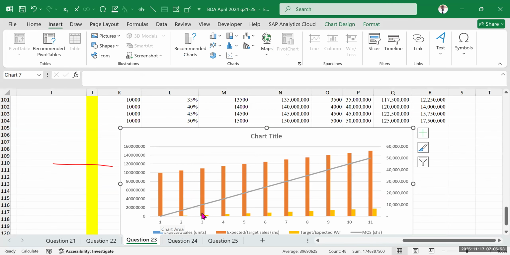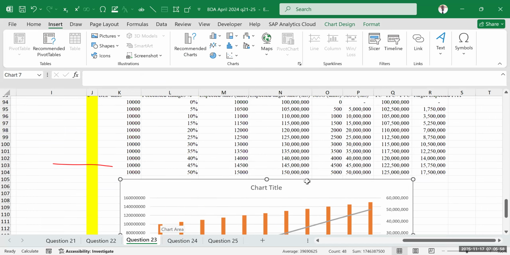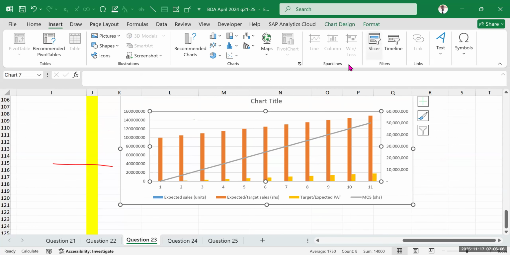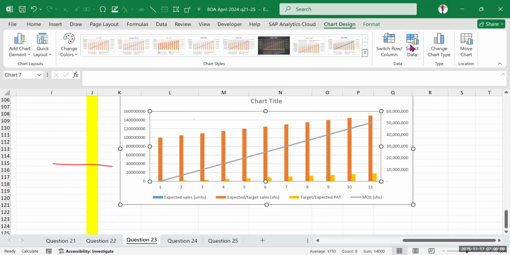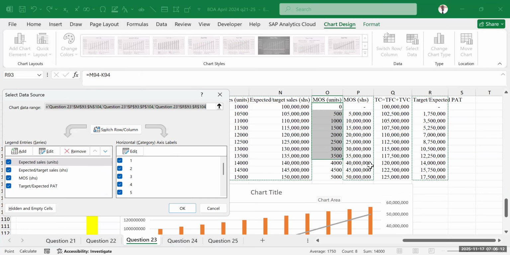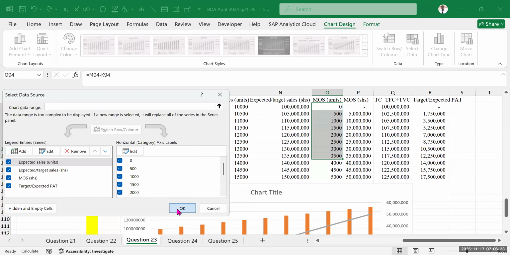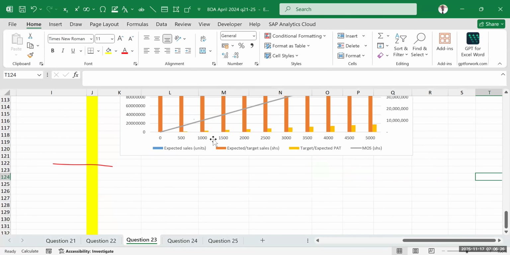So as you keep changing the units, margin of safety is also increasing, as you had seen from here, from 0, 500, 1,000 units and all that. You can still go to chart design and select data to change. Our x-axis should have units. It is written 1, 2, 3, but I want it to show the margin of safety in units, so that it shows all the units, 0 to 500 to 1,000, like that.